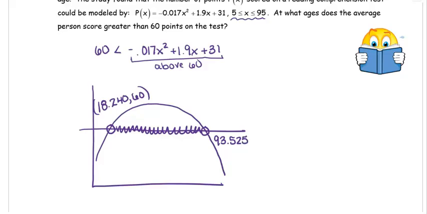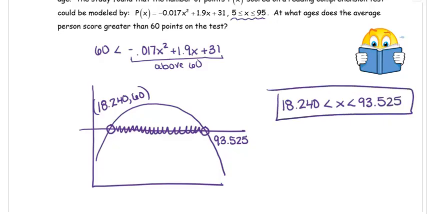All right, so I can say, well, in between these ages, 18.240 is less than x, which is less than 93.525. What this is representing here is that between these two ages, the people would score greater than 60 points on it.